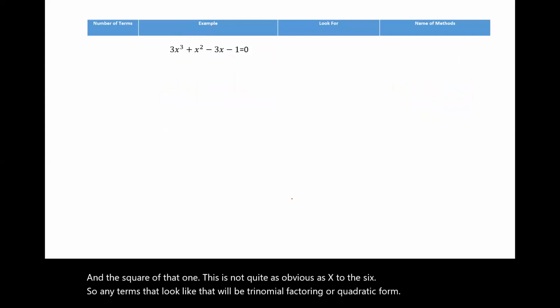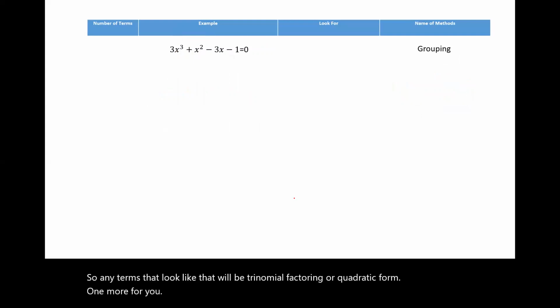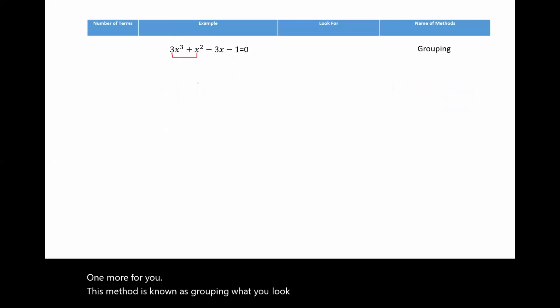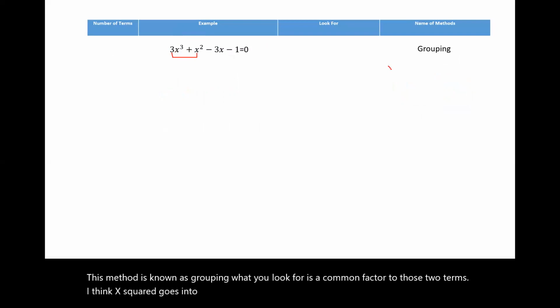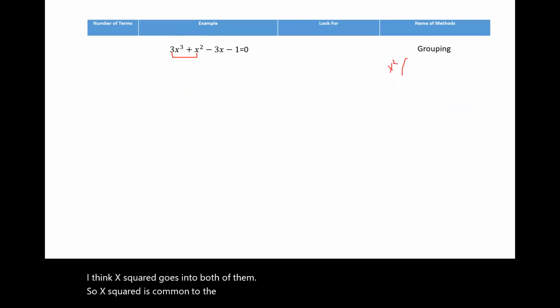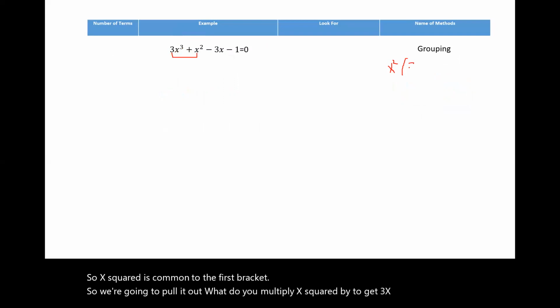One more for you. This method is known as grouping. What you look for is a common factor to those two terms. I think x squared goes into both of them. So x squared is common to the first bracket, so we're going to pull it out. What do you multiply x squared by to get 3x cubed? What do you multiply x squared by to get x squared?